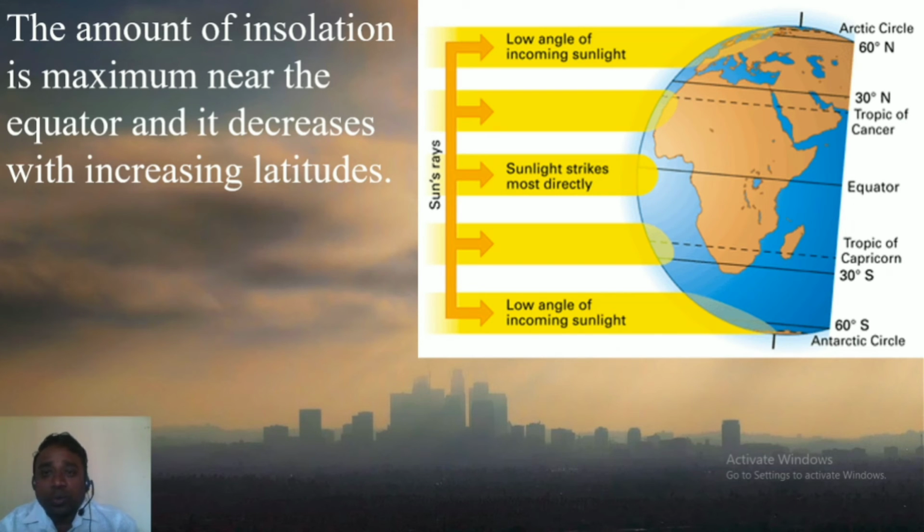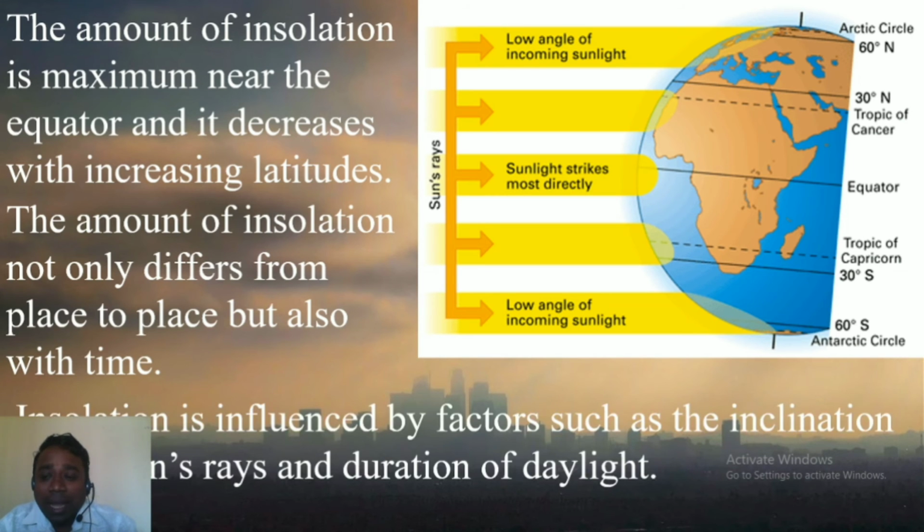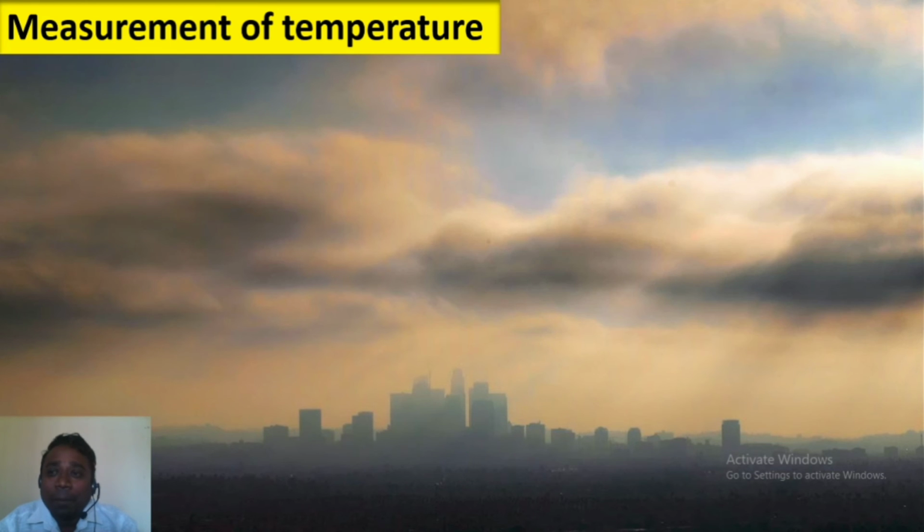So the amount of insolation is the maximum near the equator, and it decreases with increase in the latitude. The amount of insolation not only differs from place to place, but also from time to time. Insolation is influenced by factors such as inclination of sun rays and duration of daytime.